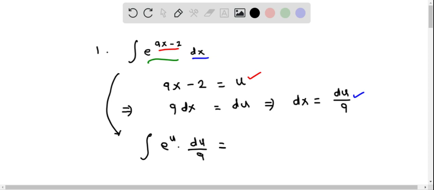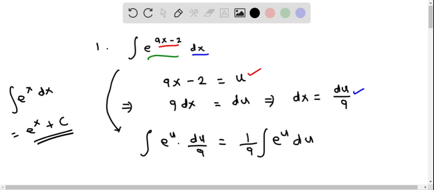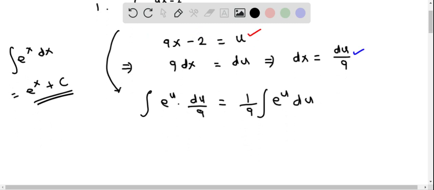Now I can factor this 1 by 9 out of the integral because it is a constant, and then integrate only the expression e power u. We know the standard integration formula, that is if we integrate e raised to the power of x, this is equal to e raised to the power of x plus the integration constant c. So we can utilize this integration formula. This is with respect to u. So it is similar to the formula.